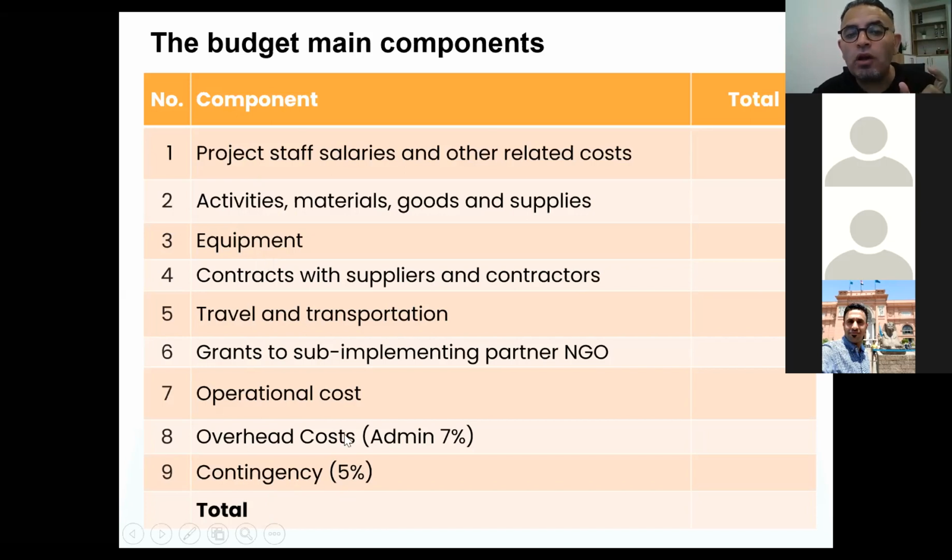But the overhead costs are usually provided directly by the donor together with the budget from the above components. And then if, for example, you spend 20% of everything here, then you deserve 20% of the 7% and so on. We can talk a lot if you have questions around that.